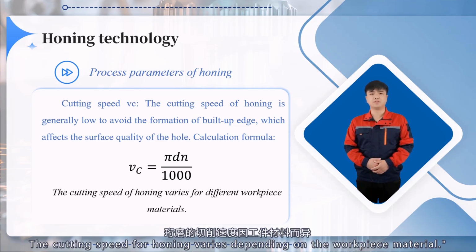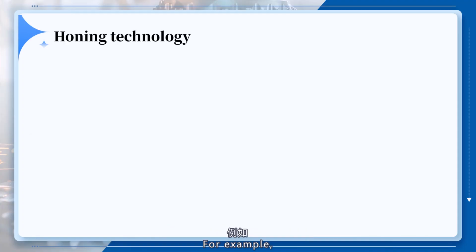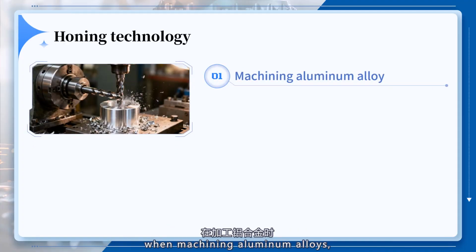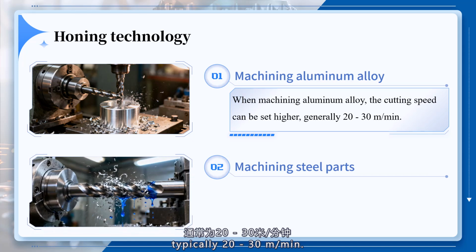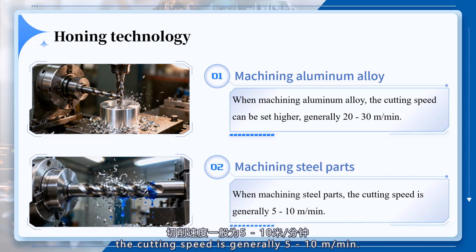The cutting speed for honing varies depending on the workpiece material. For example, when machining aluminum alloys, the cutting speed can be set higher, typically 20 to 30 meters per minute. When machining steel parts, the cutting speed is generally 5 to 10 meters per minute.